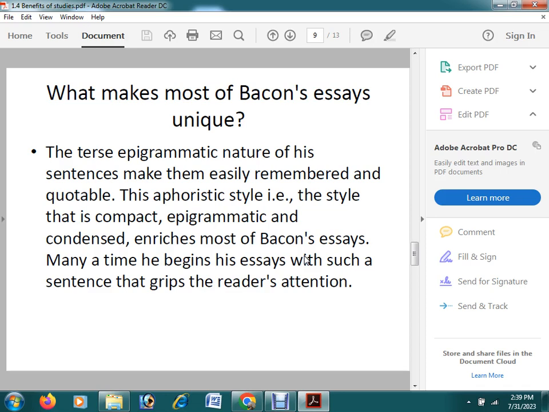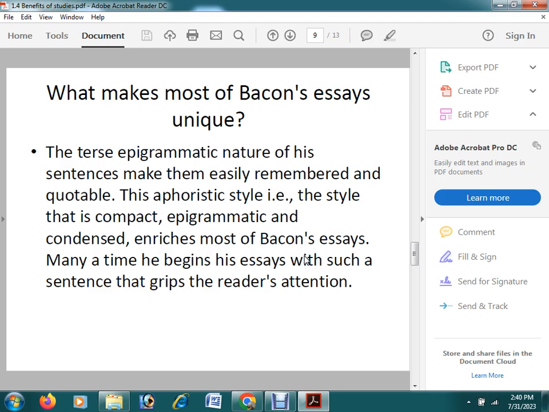Make easily remembered. The aphoristic style, another thing is that. Write this word, aphoristic style. The style that is compact, epigrammatic, and condensed. We have heard the word condensed milk, isn't it? Condensed milk is ঘন, অনেক মিল্ক এক জায়গায় কম্প্রেস করে condensed milk বানানো হয়, okay?